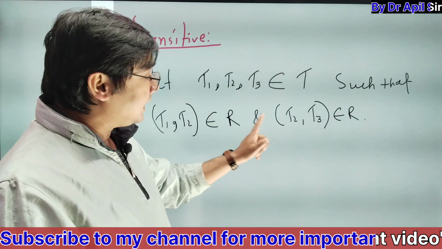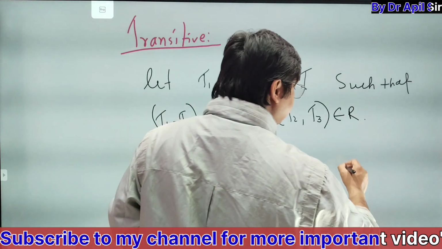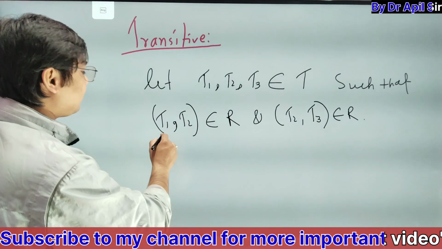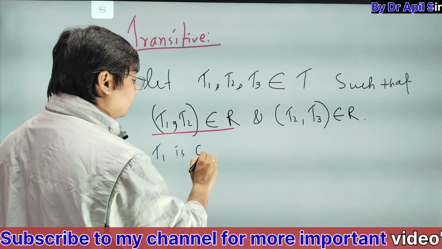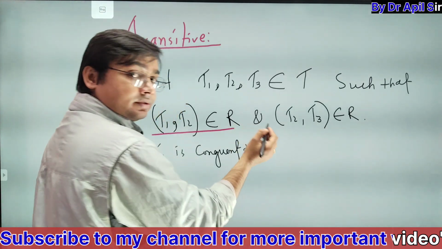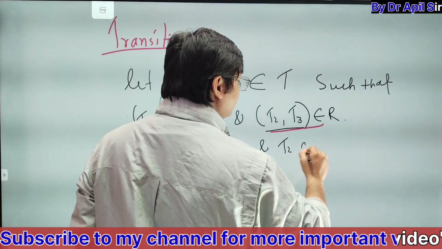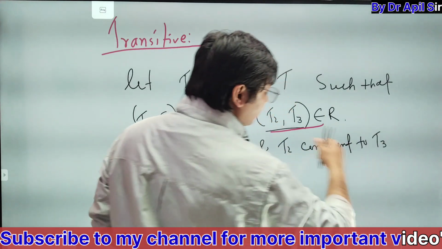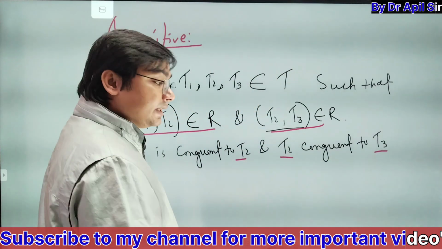T1 is related to T2 as well as T2 is related to T3, we take this. Now we need to show here that (T1, T3) also belongs to R, because from the first one we get that T1 is congruent to triangle T2, and from the second we get that T2 is congruent to T3.